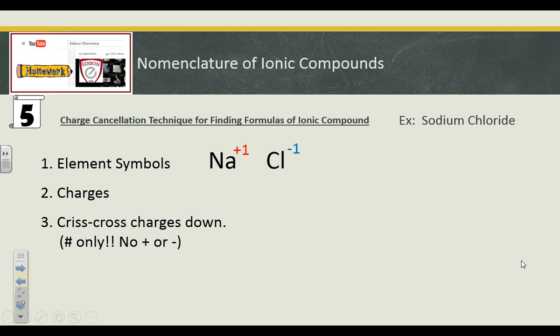So if you want to think about charge cancellation, you just got to think about ratios. How many negatives do I need to cancel my positive? And if that's not working for you, the crisscross method will. You drop them and swap them. Drop and swap. And then simplify. Drop, swap, simplify. Boom. Okay?